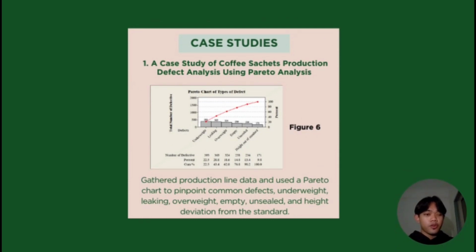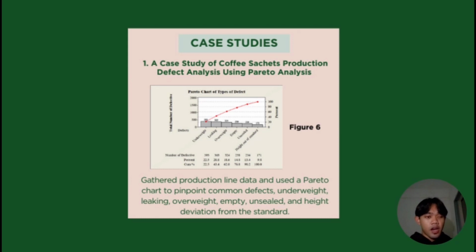In a study examining coffee sachet production, Pareto charts were employed to analyze defect variability in the automated production line. By gathering production data and plotting it on a Pareto chart, researchers identified prevalent issues such as underweight, leaking, and others, ranked in descending order of occurrence.